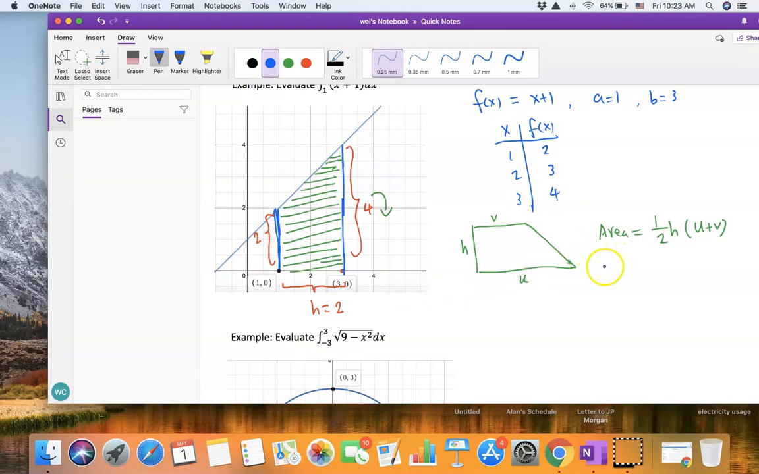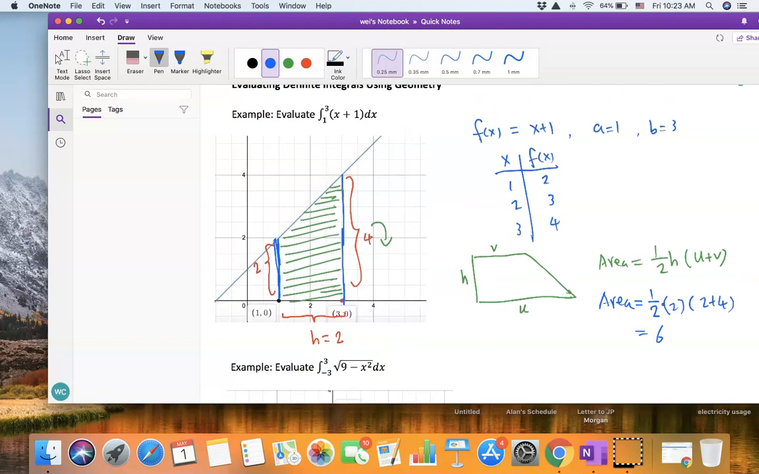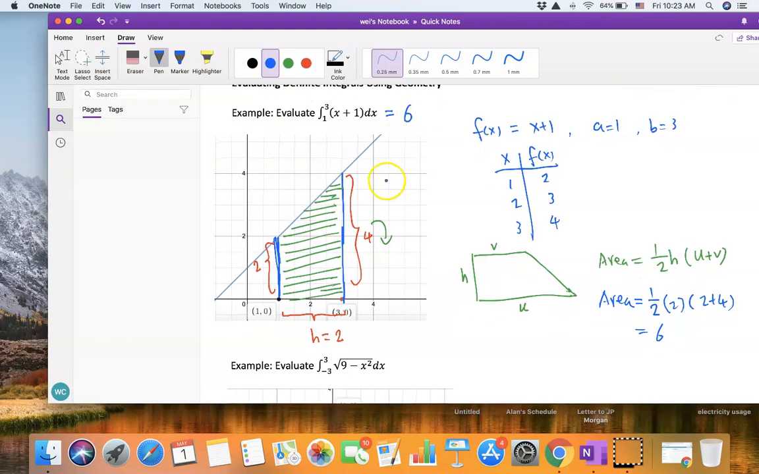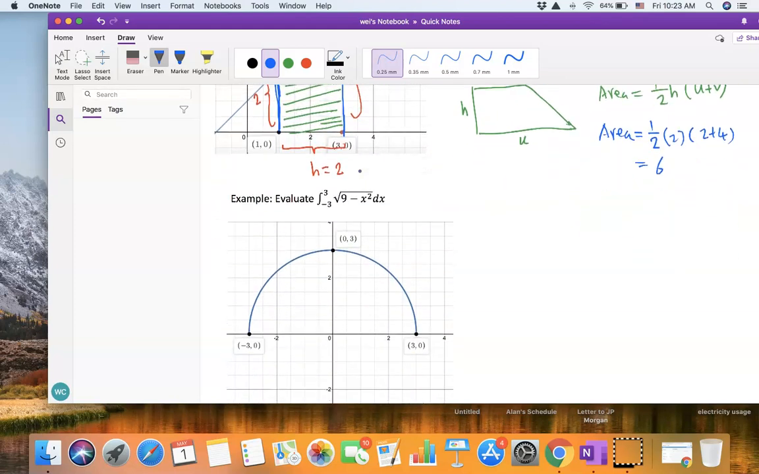So the area of this bounded region equals 1/2 times 2 times 2 plus 4, which equals 6. So the answer to this definite integral is 6. Right. Okay, let's look at another one.